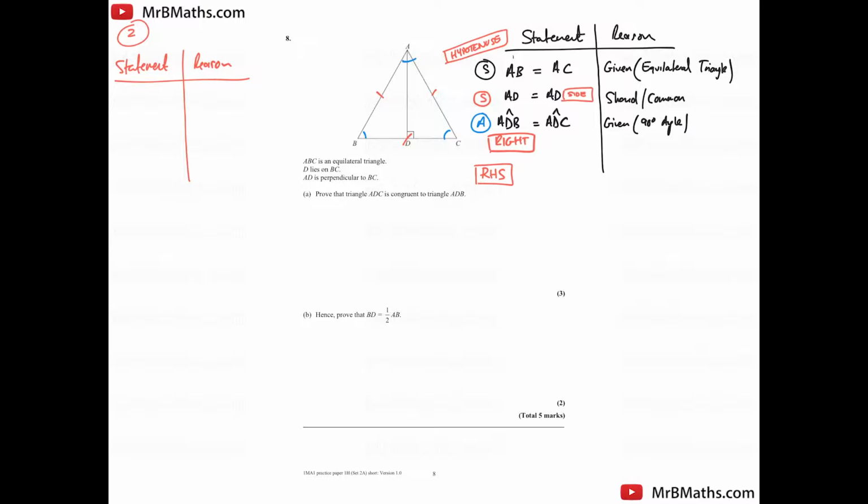So we could say that AD equals AD, and then shared, and that's really given. Okay, so that's this centerpiece. Then we could say that angle ABD, so that's this one right here, okay, which is 60 degrees, equals this one here. So that would be ABD equals ACD.